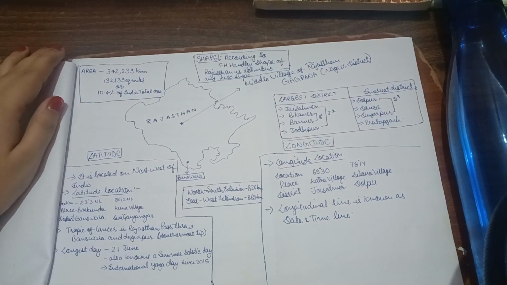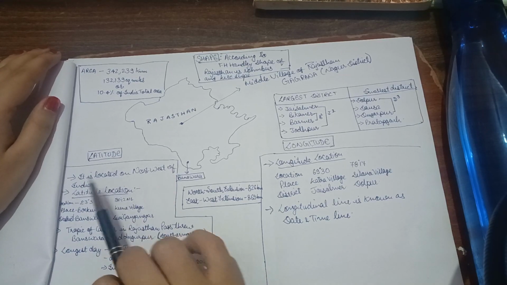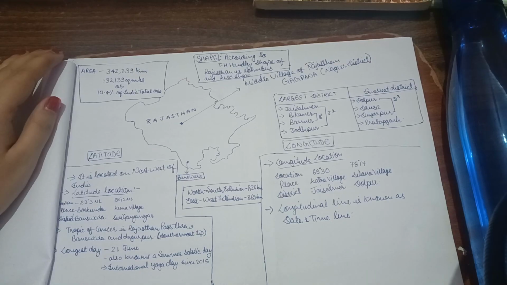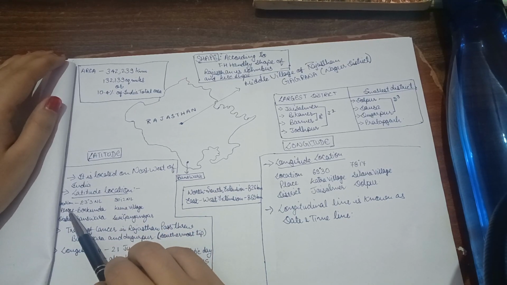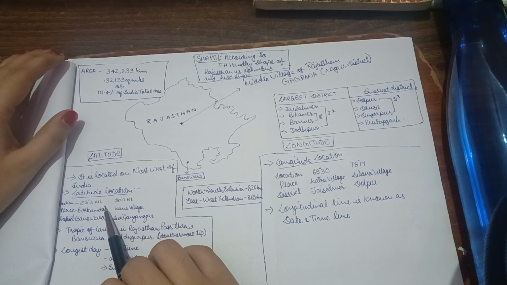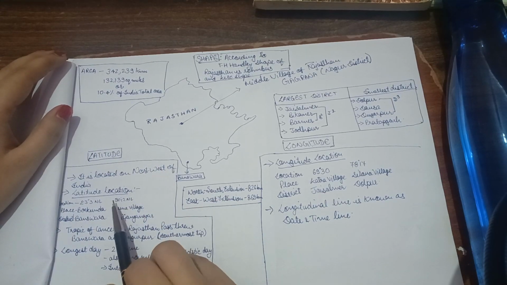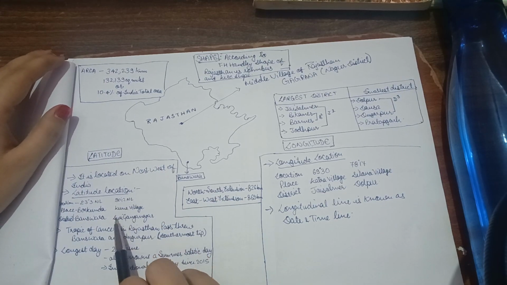So the latitudinal location: Rajasthan is located in the northwest of India. The latitudinal location is 23 degree 3 north latitude, place Burkhunda, district Banswara, and 30 degree 12 north latitude, Poona village, Sri Ganganagar.